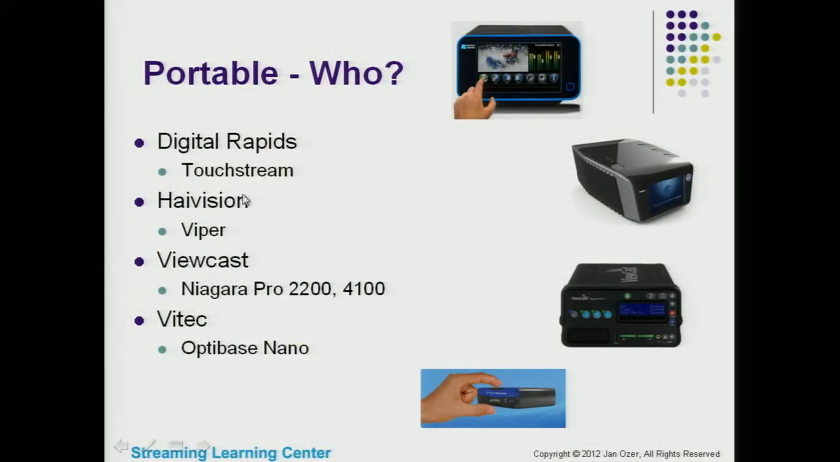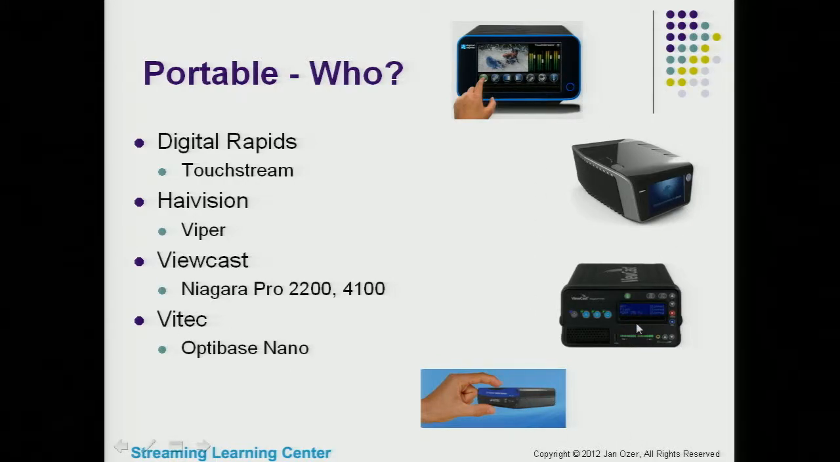Who are the players? Digital Rapids is big with the TouchStream unit. That's this guy up here. HaiVision and their Viper unit, another touch screen system here. Viewcast has several products, the 2200 and the 4100. That's this guy here. And then this is kind of a new one from OptiBase.